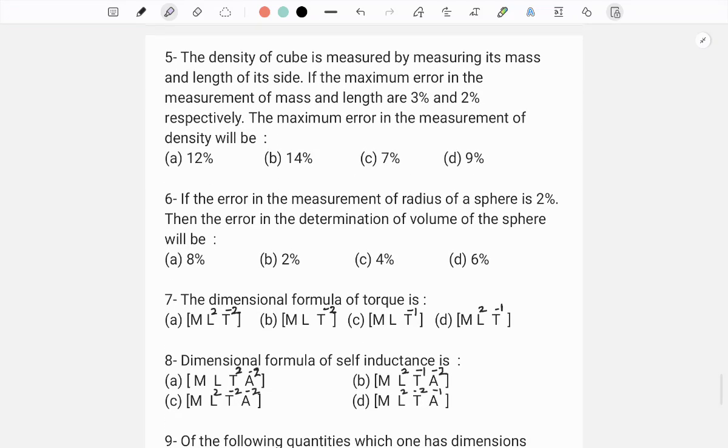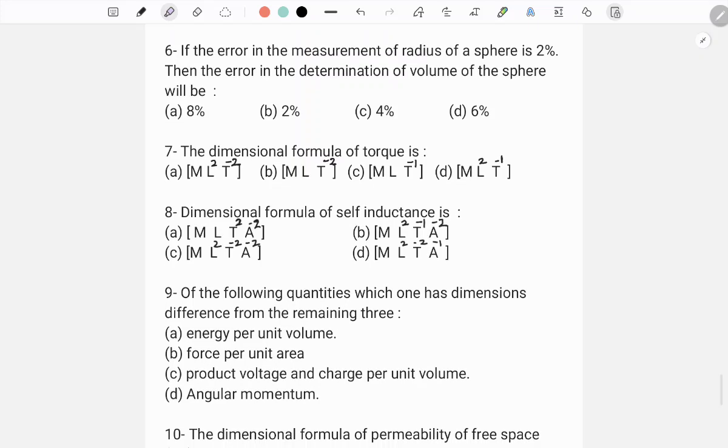Fifth question. The density of cube is measured by measuring its mass and length of its side. If the maximum error in the measurement of mass and length are 3% and 2% respectively, the maximum error in the measurement of density will be. Next, if the error in measurement of the radius of sphere is 2%, then error in determination of volume of the sphere will be.